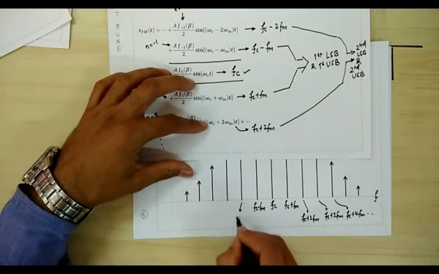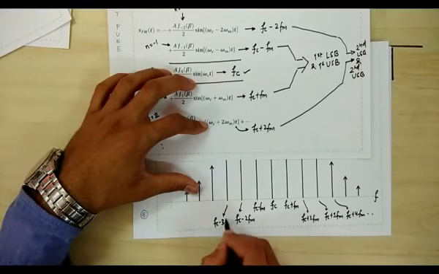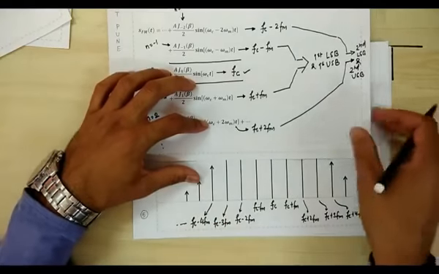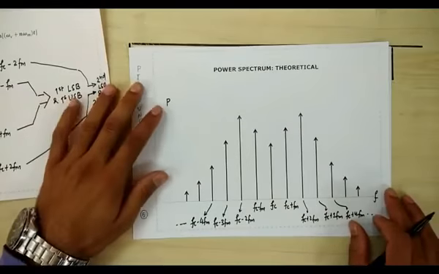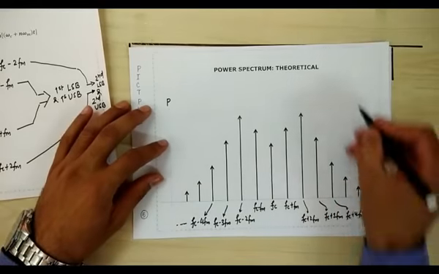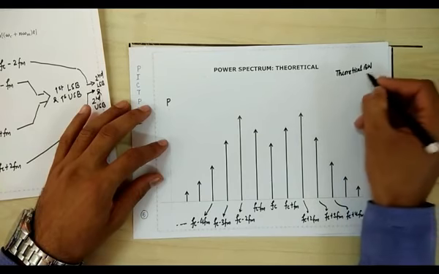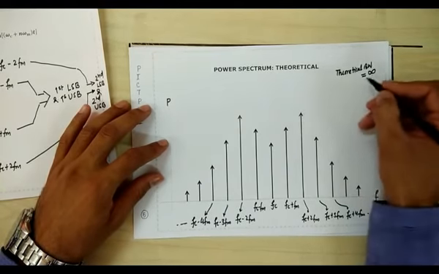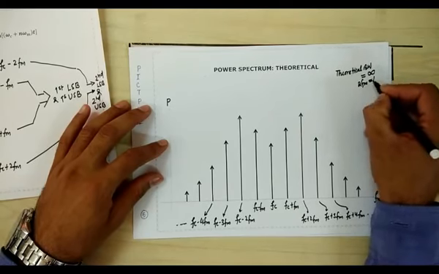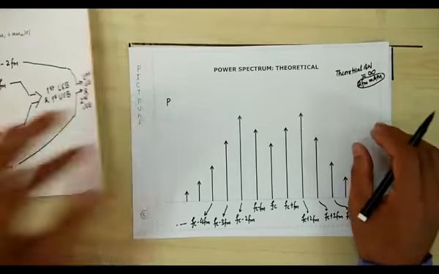Here also we have the same thing. This is Fc minus 2 Fm. We have the impulse at Fc minus 3 Fm, and we have an impulse at Fc minus 4 Fm, and so on. So now you can see from this graph that we have an infinite number of sidebands. So the theoretical bandwidth is infinite, whereas it is 2 Fm in case of AM. This is the bandwidth that we have seen in AM, that is twice of Fm.